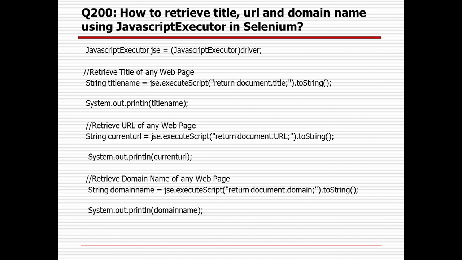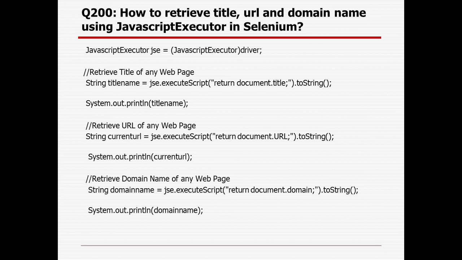How to retrieve title, URL and domain name using JavaScript executor? You already know that with the help of driver.getTitle and getCurrentUrl you can get them, right? But in case the driver is not working or some other issue is there, you can get the title, URL or domain with the help of JavaScript executor.